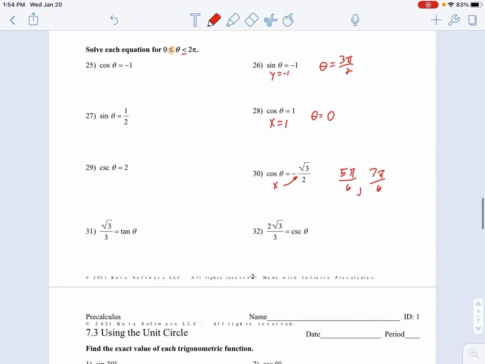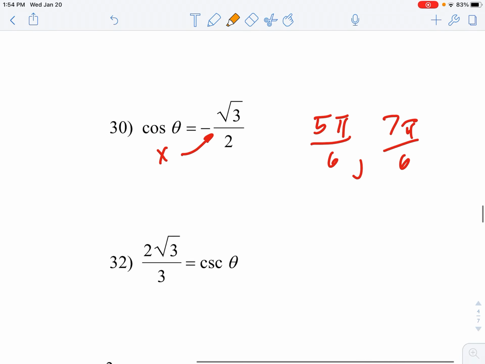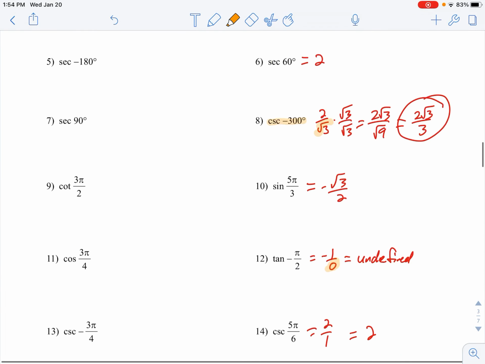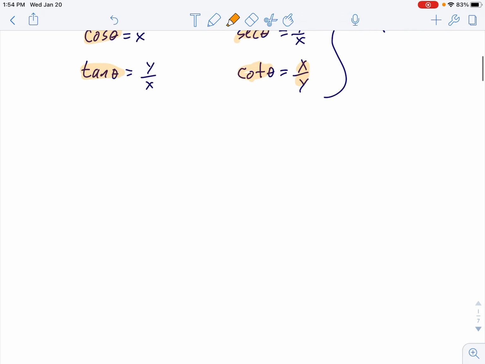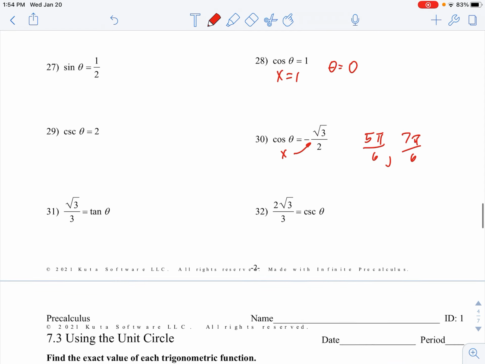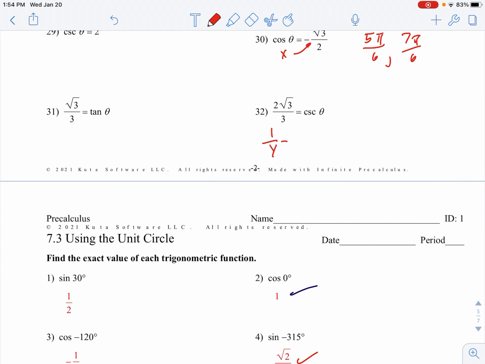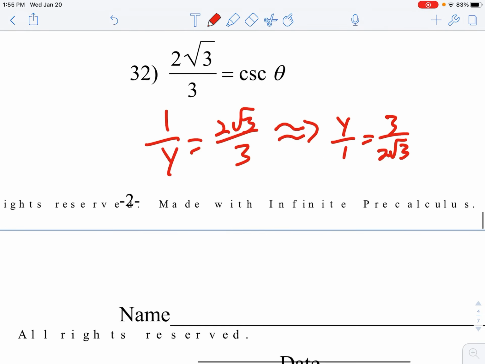Last one. This one might be a little bit of a doozy. So cosecant. Okay, let me check my notes because I'm not remembering cosecant. Cosecant is the reciprocal of y. So flip y over. Sorry. 1 over y has to equal 2 radical 3 over 3. Or what might be easier is to flip both of these over. Y over 1 equals 3 over 2 square root of 3. Why did I do that?